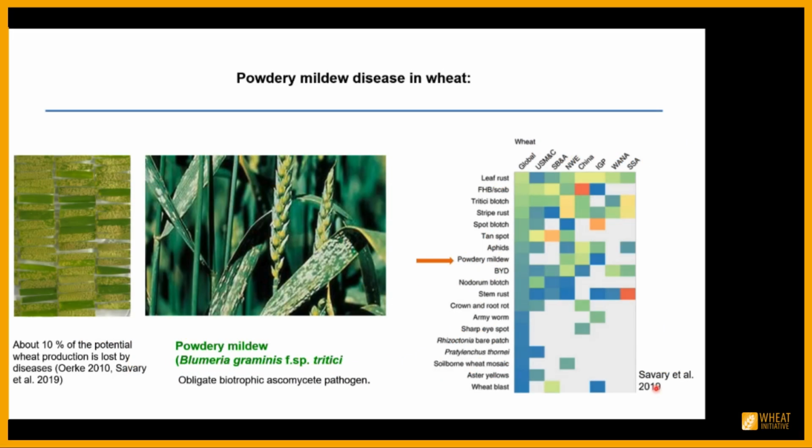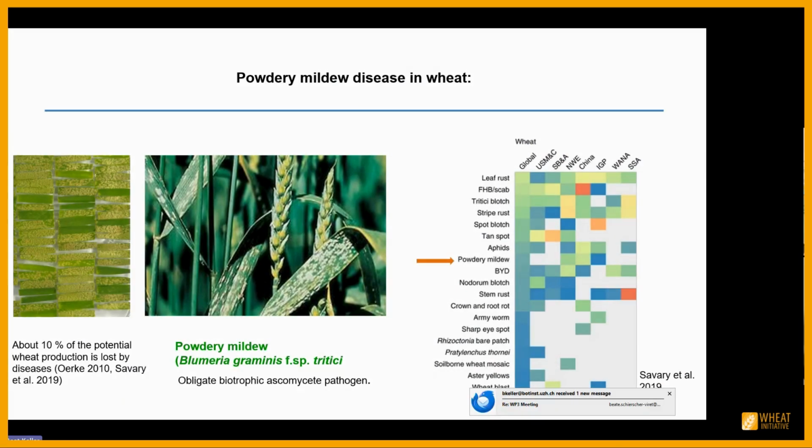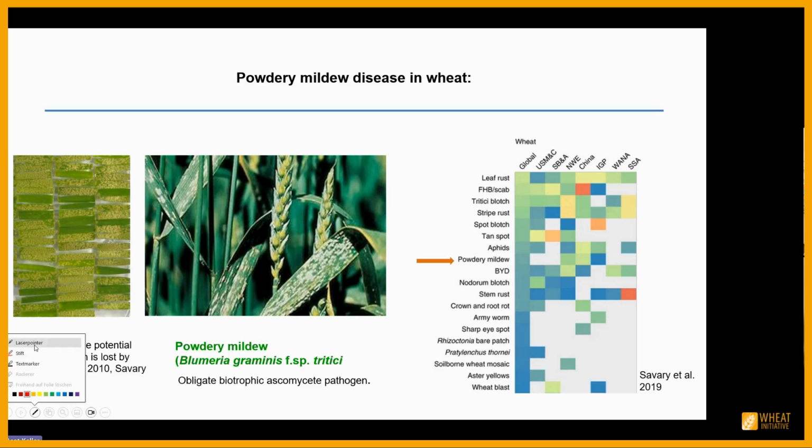With a focus on the pathogen side. And as you know, powdery mildew is probably not the most important pathogen globally, but according to this paper of Savary et al., it is one of the 10 most relevant diseases of wheat globally.